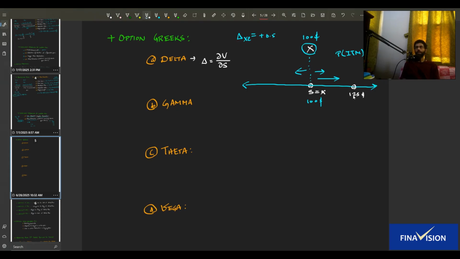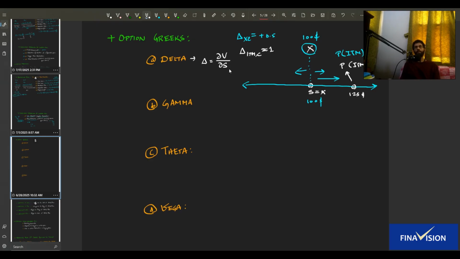Now let's say the price of the stock moves and it moves to 125. Price of the stock is 125. Now what is the probability that it will expire in the money? It is much more closer to 1, right? The probability of this option ending in the money is much more closer to 1, right? So delta of a call option which is in the money call option is equal to or nearby 1.